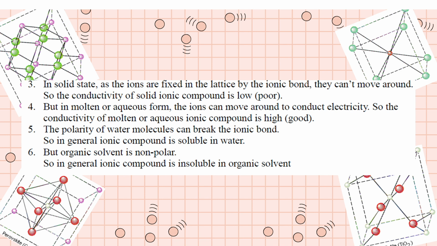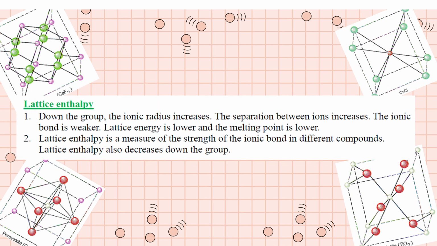And the polarity of water is strong. It can break the ionic bond. So water can dissolve ionic compounds. So ionic compounds are generally soluble in water, but not in organic solvents because organic solvents are non-polar. The bonds between organic solvent molecules are too weak. They can't break the ionic bond.